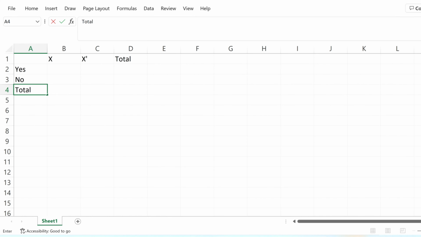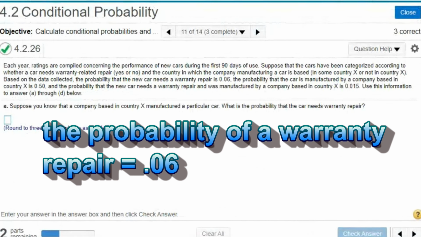Okay, so now I have the table set up with the rows for warranty-related repair, yes or no, and the columns for the country, either X or X prime. Now, back to the problem. Based on the data collected, the probability that the new car needs a warranty repair is 0.06.